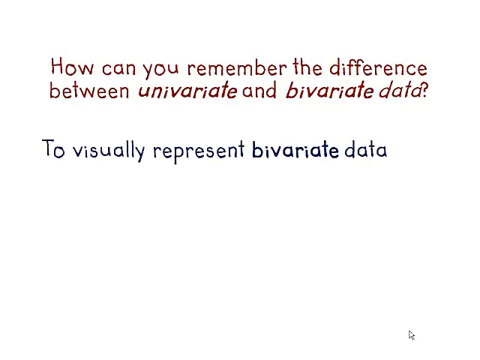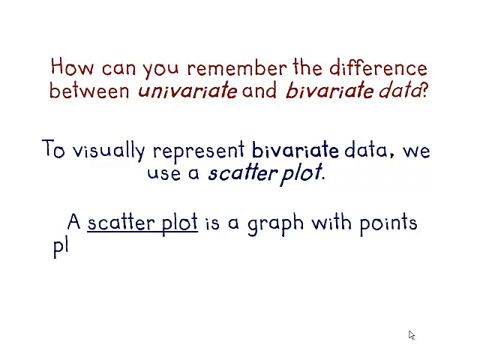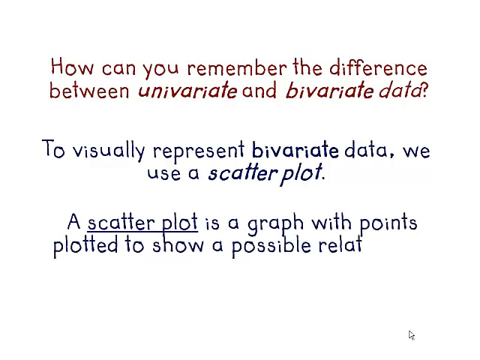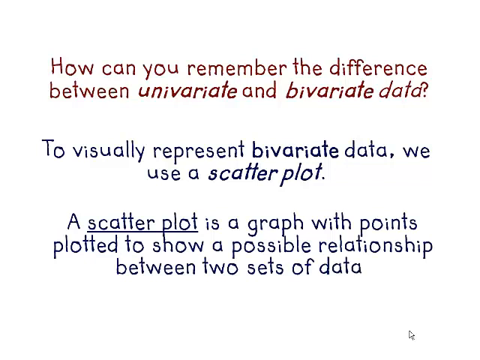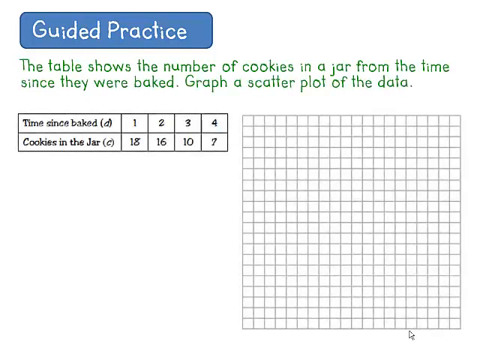So to visually represent bivariate data, we use what's called a scatter plot. A scatter plot is a graph with points plotted to show a possible relationship between two sets of data. So together, why don't we create a scatter plot? This is the guided practice. The table shows the number of cookies in a jar from the time since they were baked. Graph a scatter plot of the data.